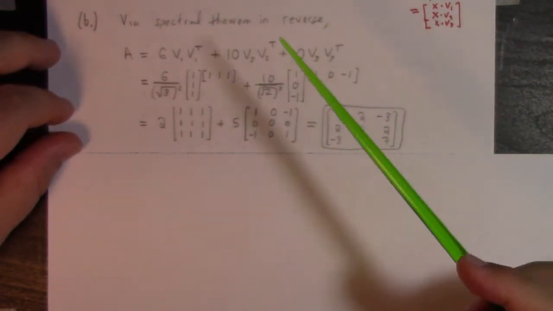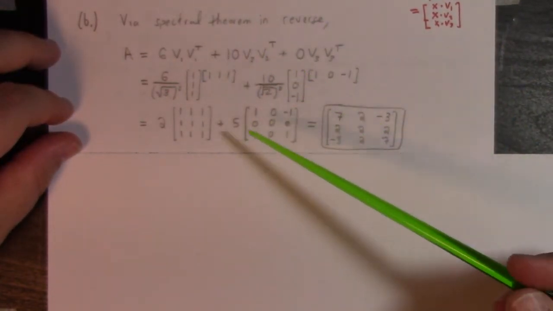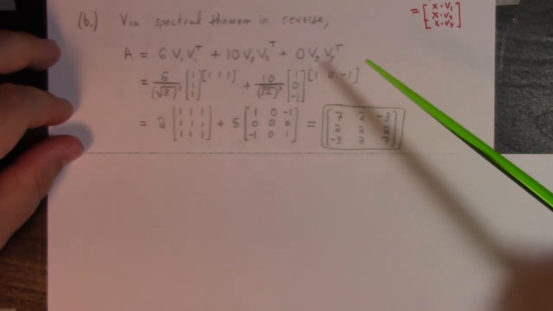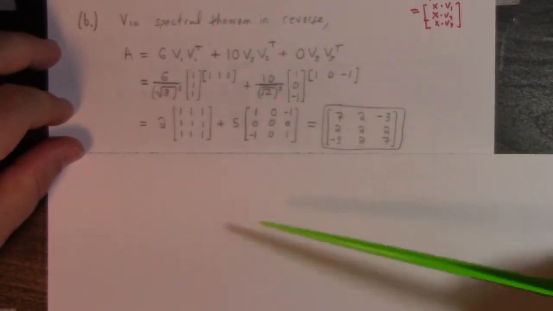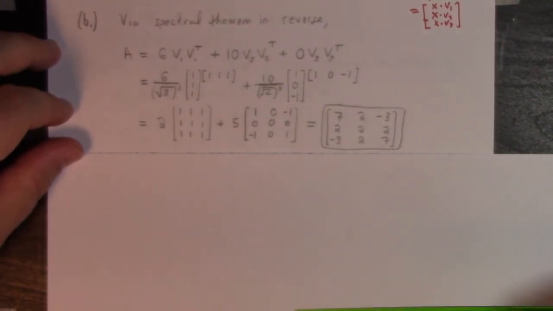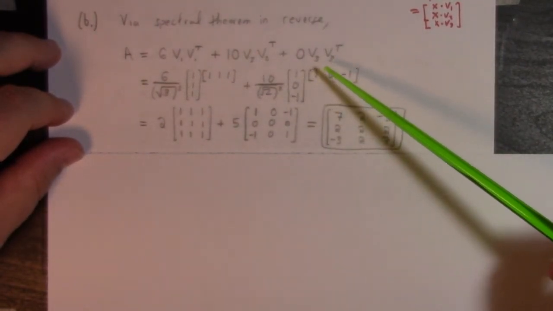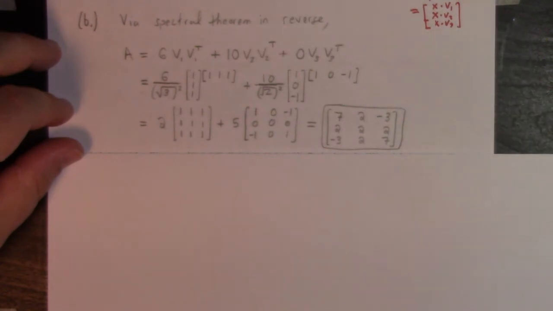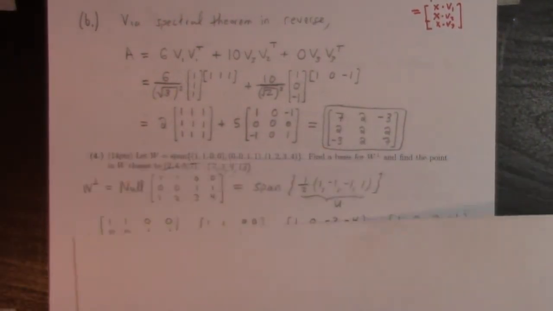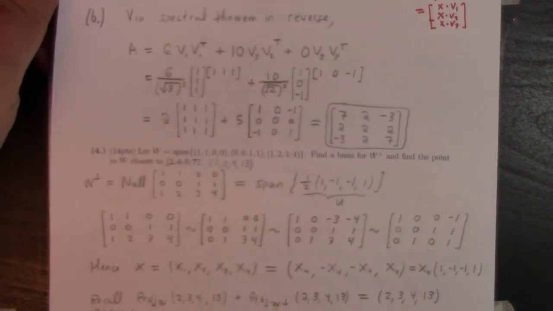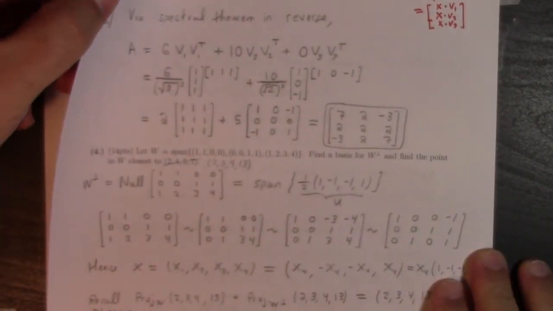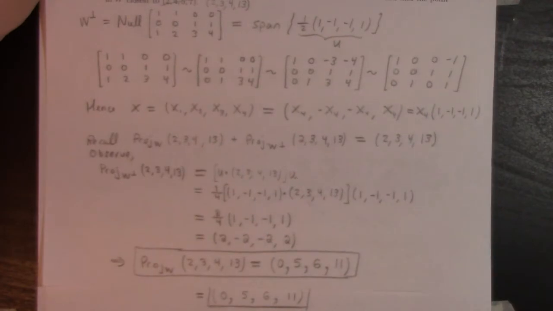So there it is. Now, some of you wrote the diagonal matrix 6, 10, 0, and it is true that that matrix has eigenvalues 6, 10, and 0, right? But the problem with that is that it doesn't have v1, v2, and v3 as eigenvectors, as was requested in the problem statement. All right, next up, problem 4.